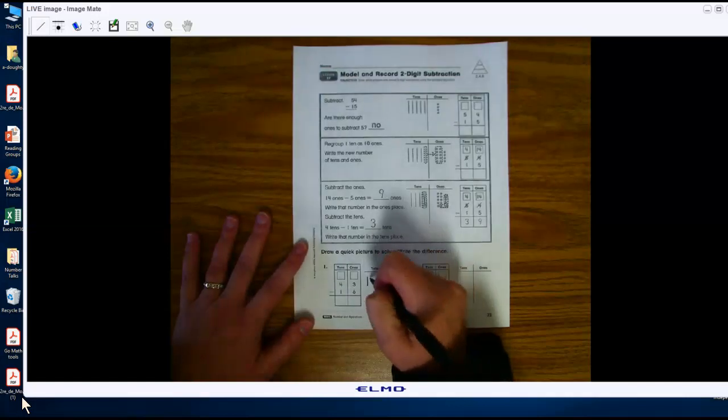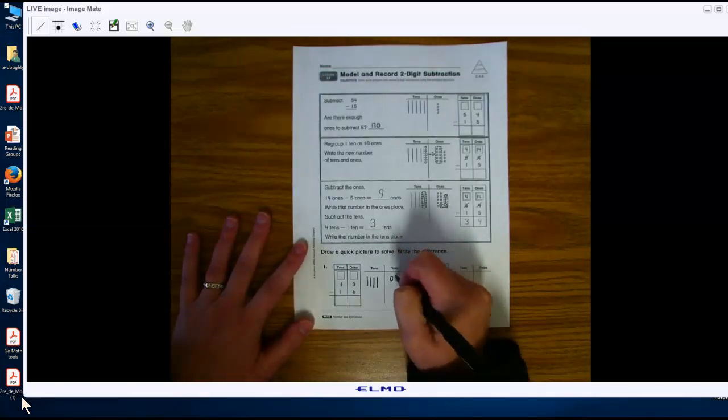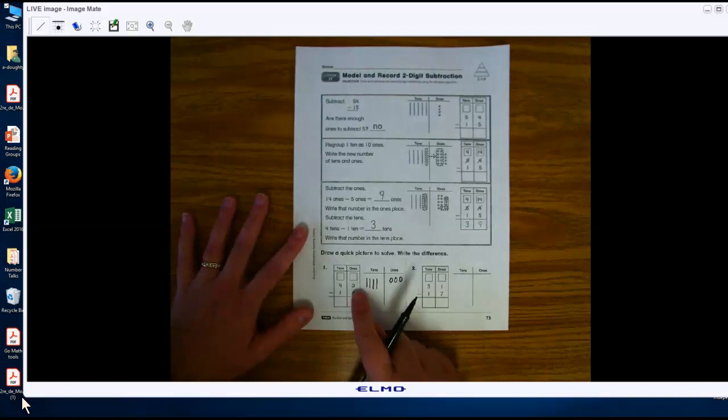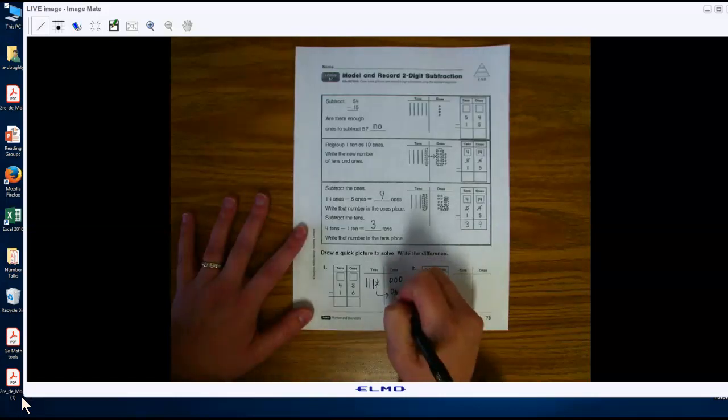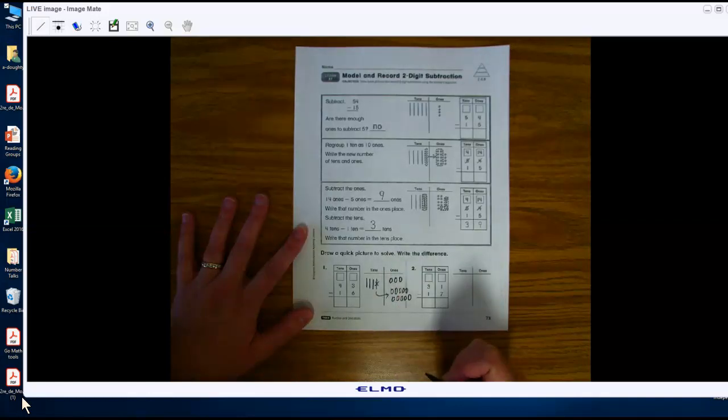43. 1, 2, 3, 4. 1, 2, 3. Now, I need to take away 6. Can I do that? No. Oh, there's more on the floor, so I need to go next door. So I'm going to take away a 10. 1, 2, 3, 4, 5, 6, 7, 8, 9, 10. Turn it into 10 ones.